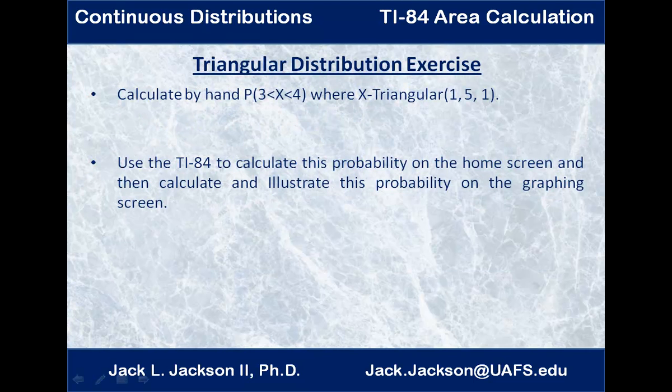Let's try another one. This time is another one that we can do by hand. This is a triangular region. So calculate by hand the probability that x is between 3 and 4, where x is distributed in a triangular distribution 1, 5, 1. Now remember the notation here. The 1 and the 5 are your A and the B, respectively. That means that it's only defined for x's from 1 to 5. So when I graph this later on, I'm going to just graph it from 1 to 5. Outside that, it's 0. So x min will be 1 and x max will be 5. And then the last number is the median. That's where the highest point occurs, and it's going to be all the way on the left side.